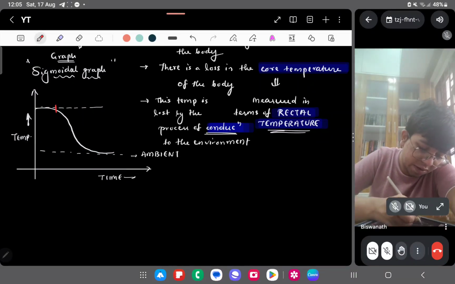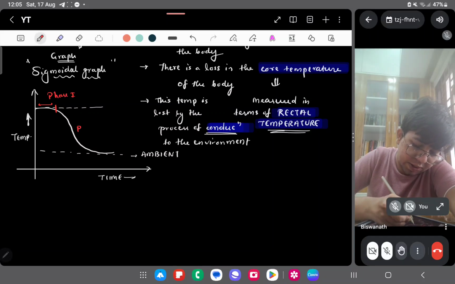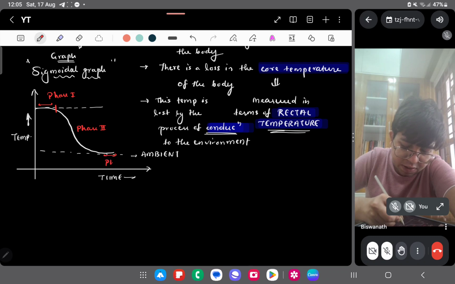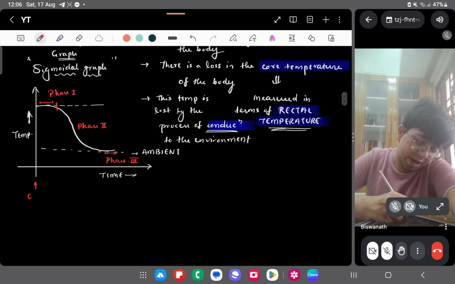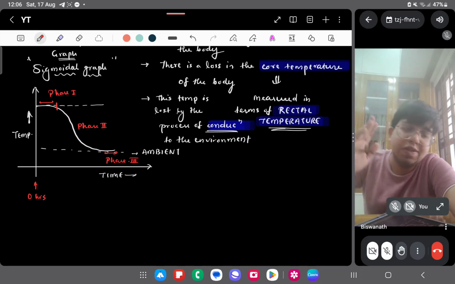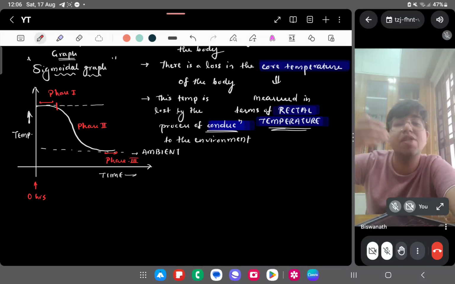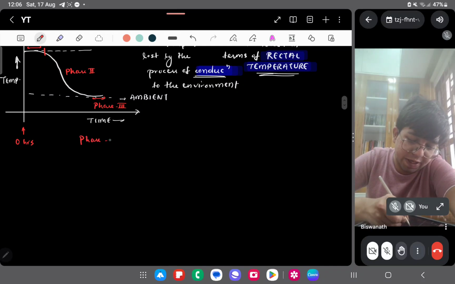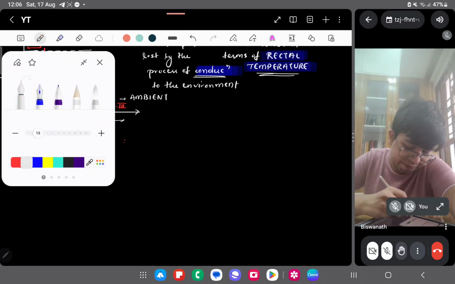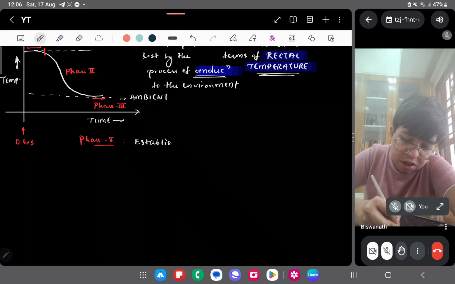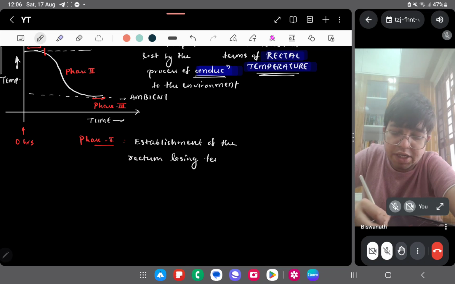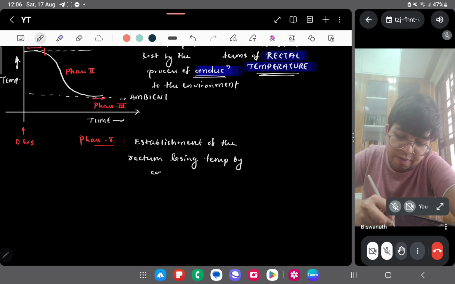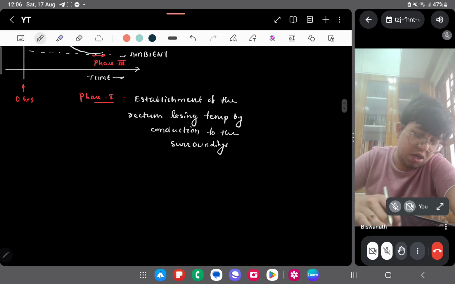Here we have three phases based on this temperature. So this is phase 1, this is phase 2, and this is phase 3. Here is the time taken, 0 hours, and this graph continues. Phase 1 is the representation of the establishment of the rectum losing its temperature through conduction to the surroundings. Understood? Phase 1.